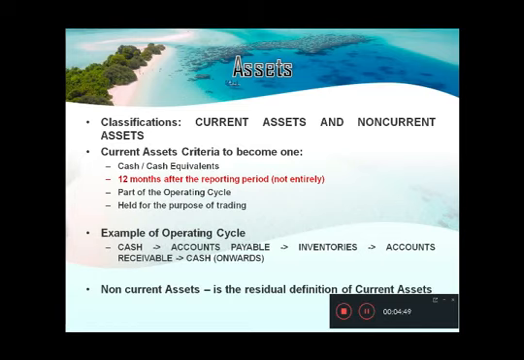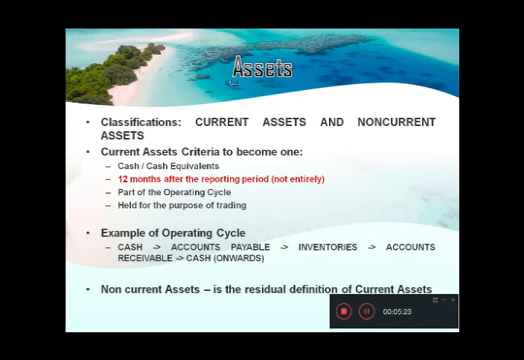So, non-current assets is the residual definition of the current assets. Una-una sa lahat, ano ang cash and cash equivalents? So, very clear ito. Kung siya ay cash and cash equivalents, ito ay considered as current assets. So, kung 12 months naman, 12 months after reporting period, not entirely kasi may mga accounts na kahit more than 12 months na, ay current asset pa rin kasi related ito sa business or operating cycle.